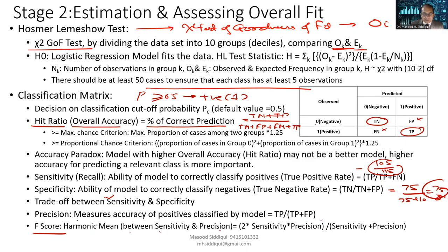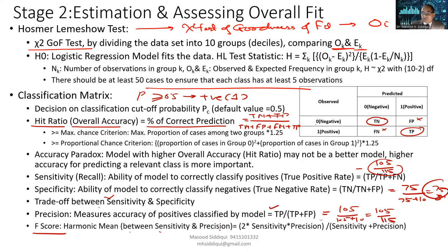Precision is the measure of accuracy of the positives classified by the model. Let me explain that. It is the true positive divided by true positive plus false positive, meaning those predicted as positive. Here the true positive is 105 and the denominator is 105 plus 10, so this is 105 upon 115. This precision is a high value here.